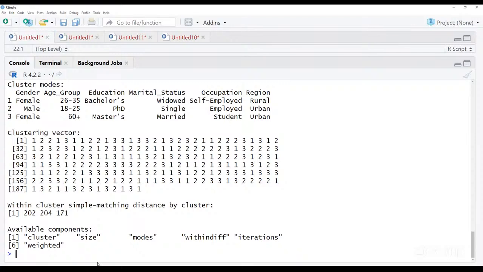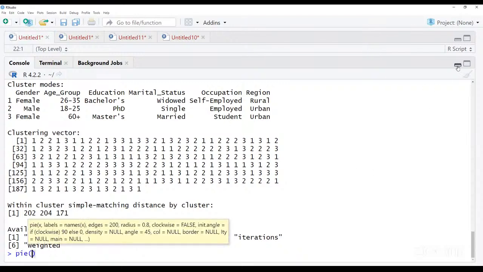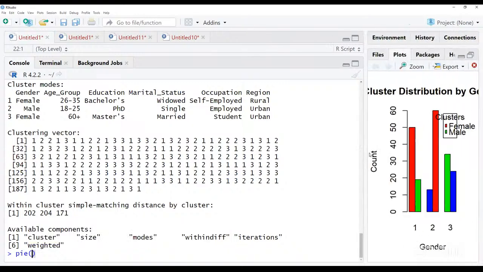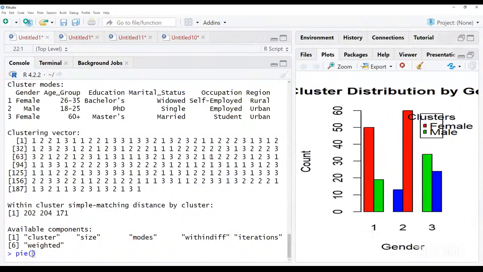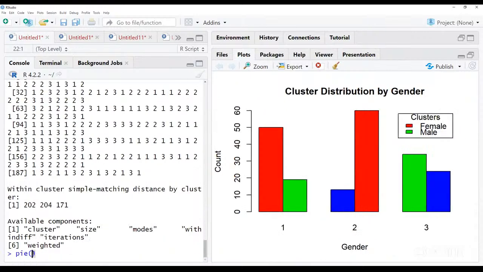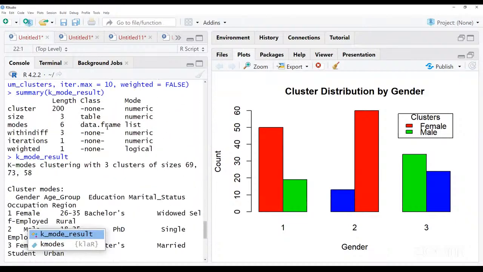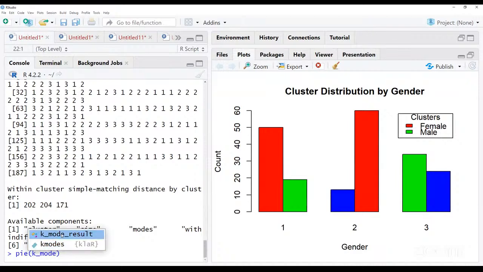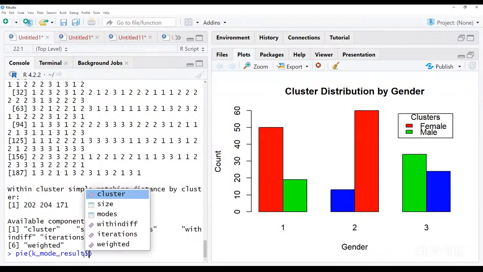Okay, Farah, you write down pie, pie, bracket, K modes cluster, K modes result, K modes result dollar cluster.